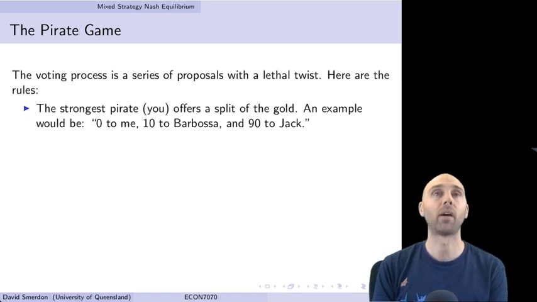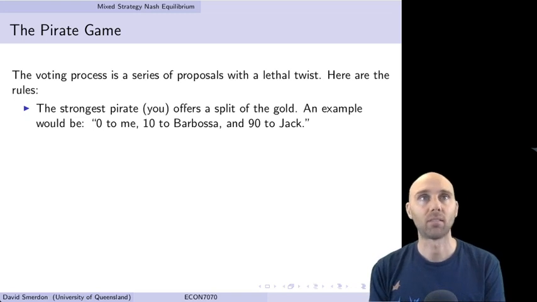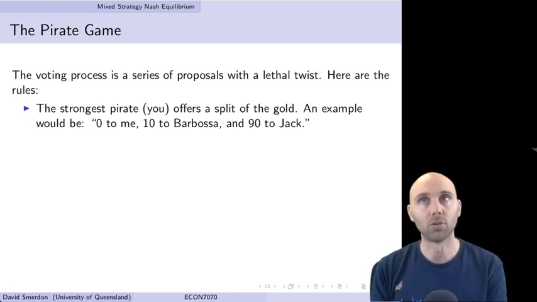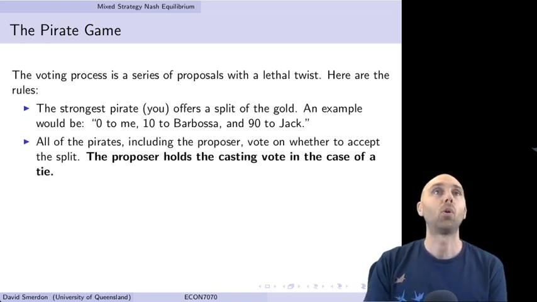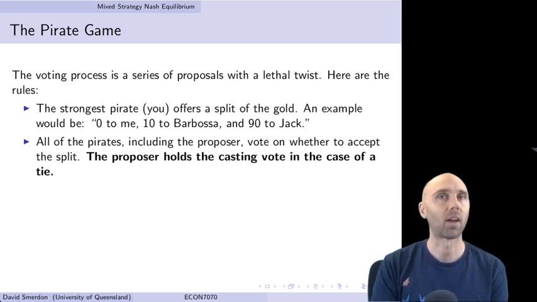You're the strongest pirate. You offer a split of the gold. There are 100 pieces, so you could say, for example, nothing to me, 10 to Barbossa, and 90 to Jack. It would be a strange offer, but you could do that. Then all of the pirates, including the proposer, vote on whether or not to accept the split. The proposer holds the casting vote in the case of a tie. You can't have a tie with 3 people, but you can with 2.